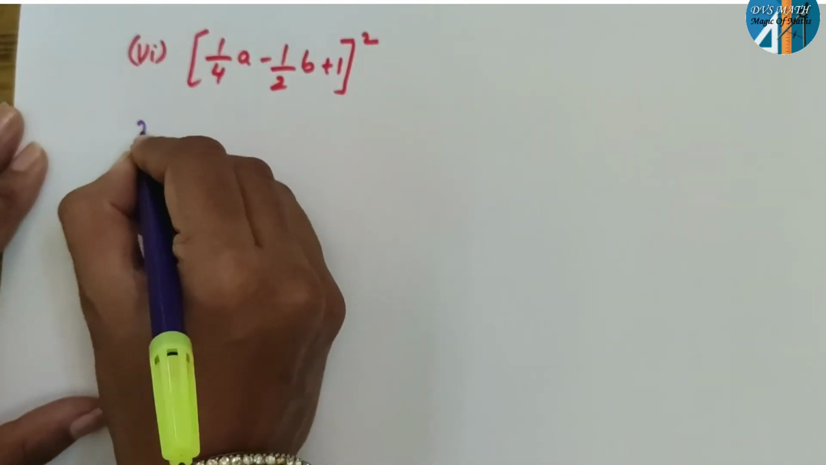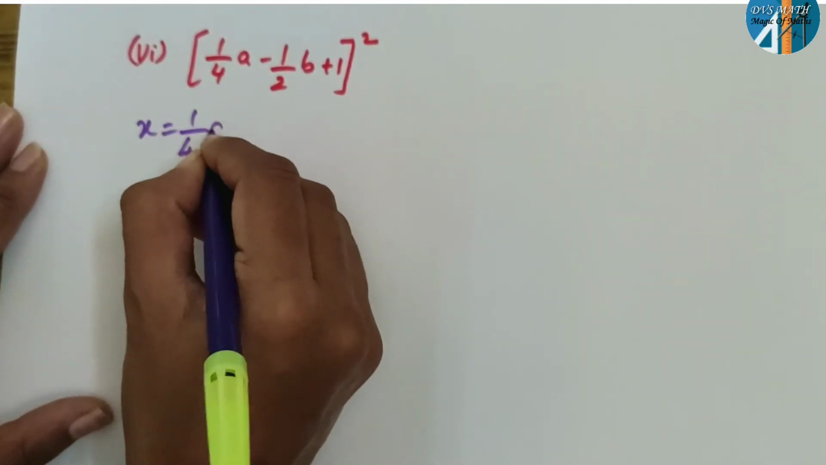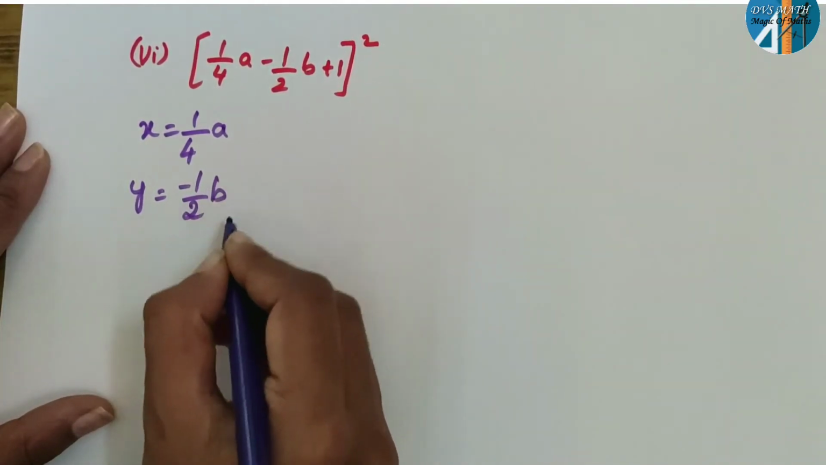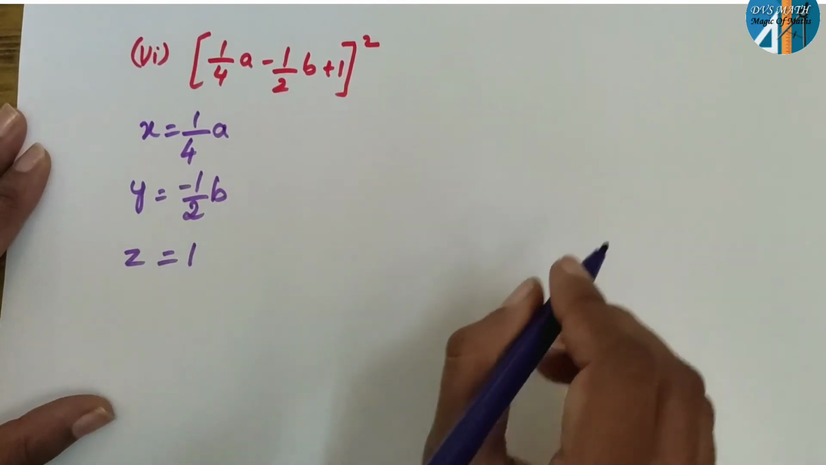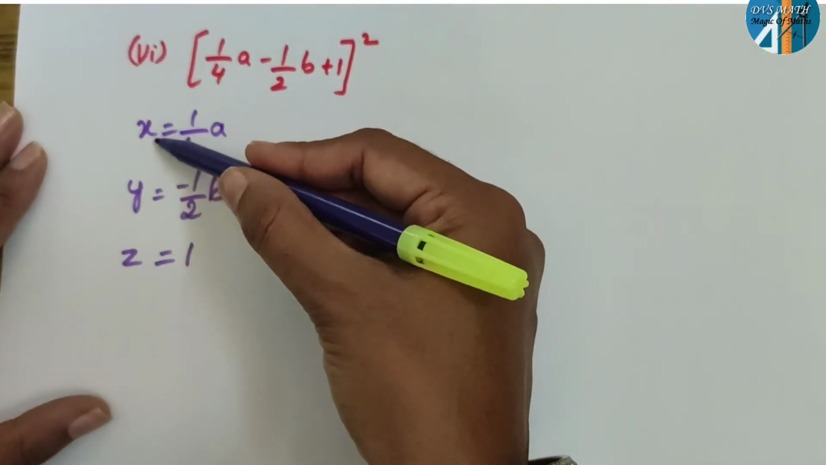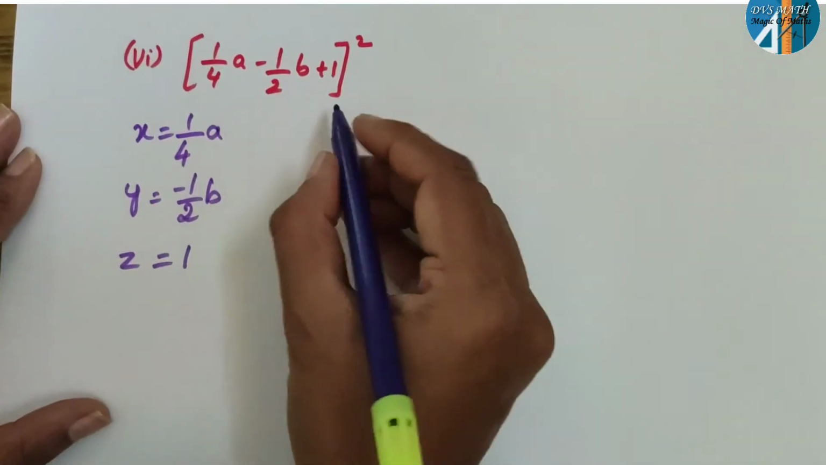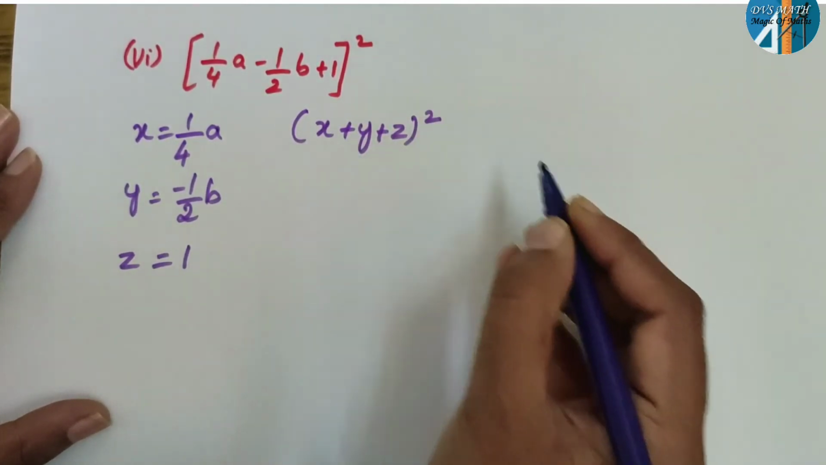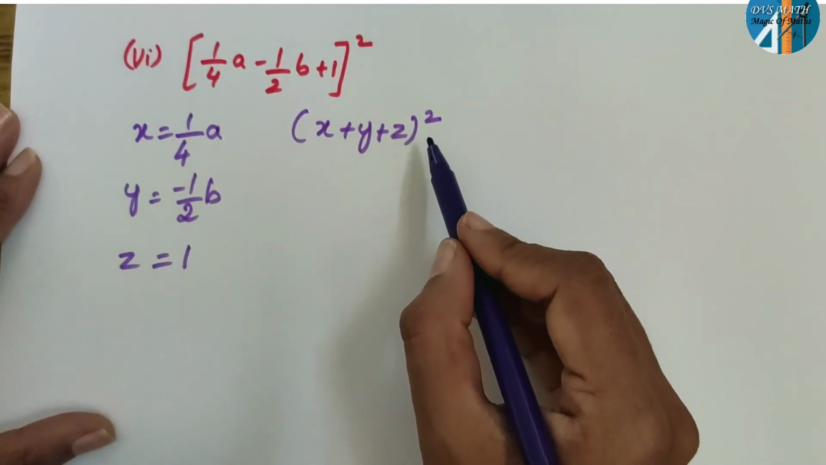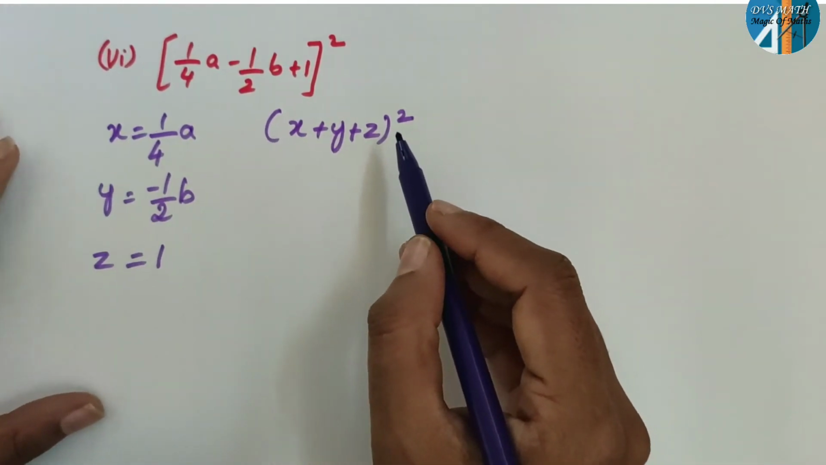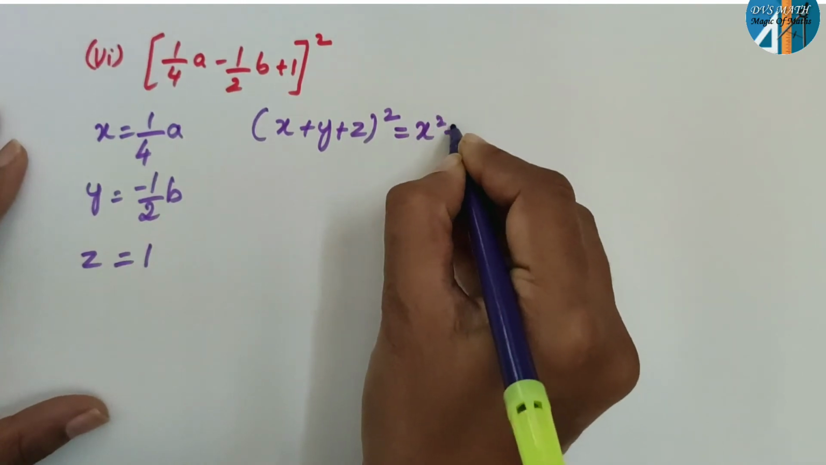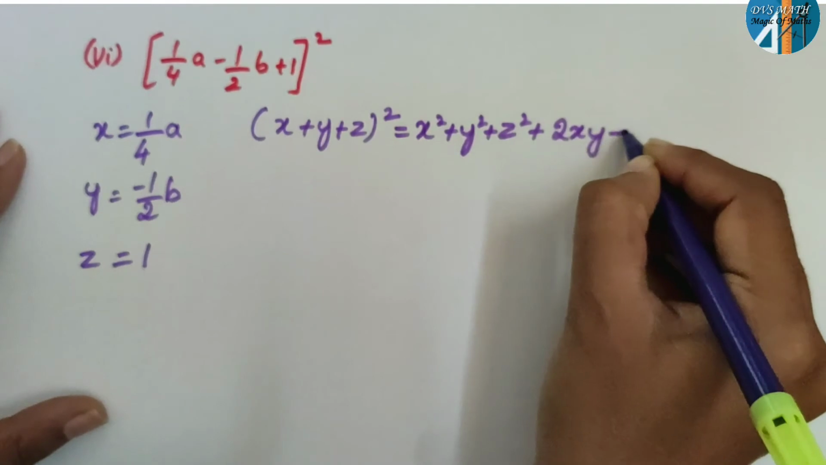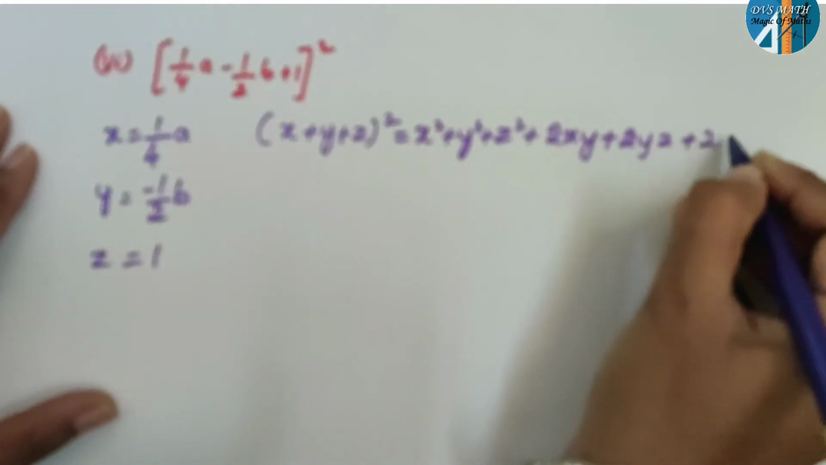So let us write x is equal to 1 by 4a. We have 1 by 4a. Y is equal to minus 1 by 2b. Z is equal to 1 we have. Okay. So here also always write x, y, z separately. Now let us take the identity. What is identity? X plus y plus z whole square. I am telling you, every time you mention the identity, it makes you practice very well. So okay. So x square, y square, z square, 2xy plus 2yz plus 2zx.